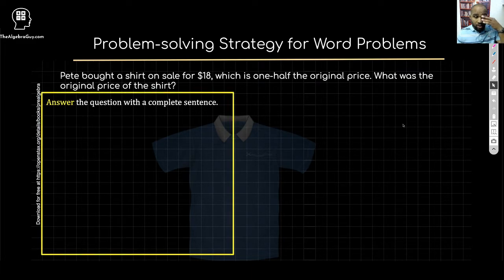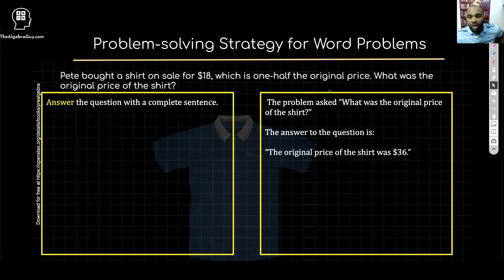And lastly, answer the question. So why do I say answer the question with a complete sentence? Because it would have been easy to simply stop and say 36. And that last little piece will sometimes cause students to miss the problem. 36 what? 36 shirts, 36 inches, 36 miles, 36 minutes? No, $36 was the original price of the shirt. So make sure you go the full way. Don't do all that work and stop just short of the finish line. Check your answer and make sure you're answering what the question asks you to answer.